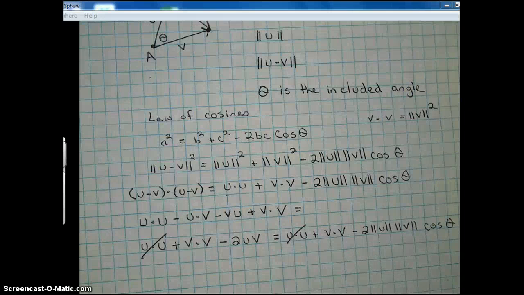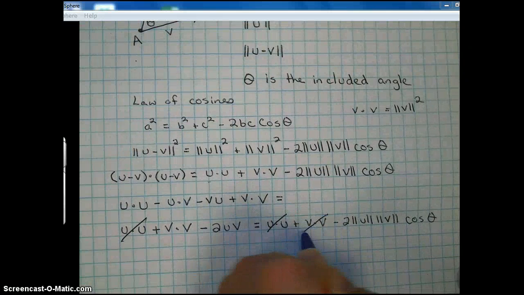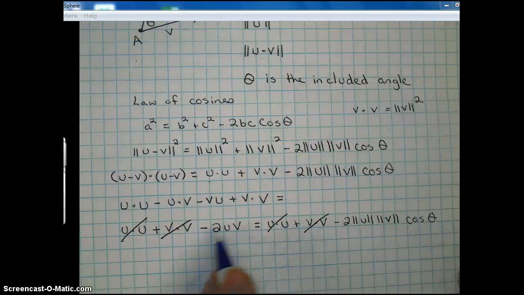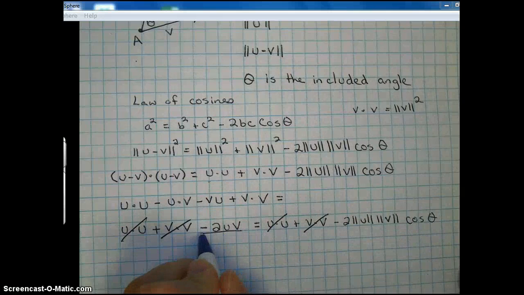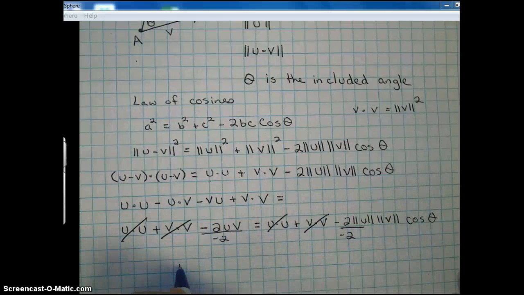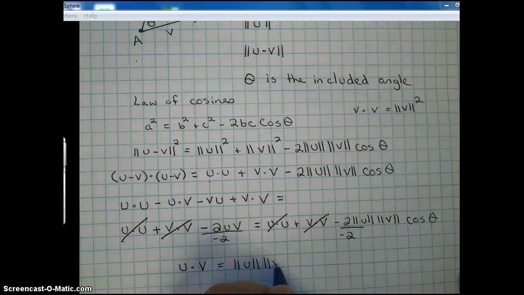And let's take a look at what's next. What else could we do? Looks like we can cancel out if I subtract the v times v from both sides. Now remember, we're just simplifying this right now. We got a negative 2 on both sides, so we could divide both sides by negative 2. So we're going to have u times v is equal to the magnitude of u times the magnitude of v times the cosine of theta.